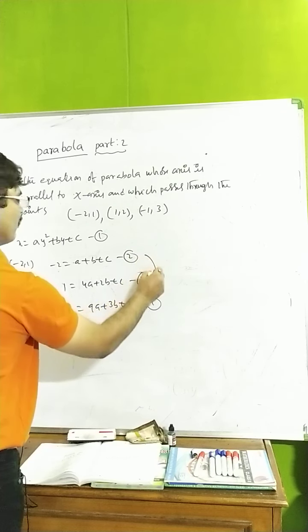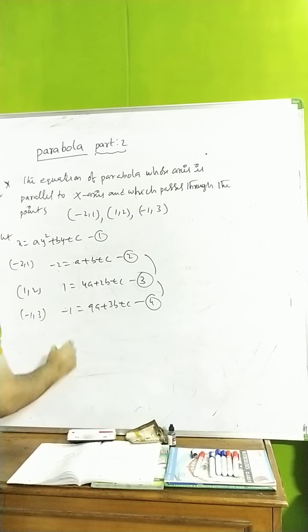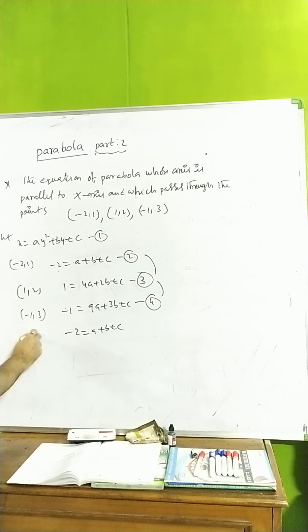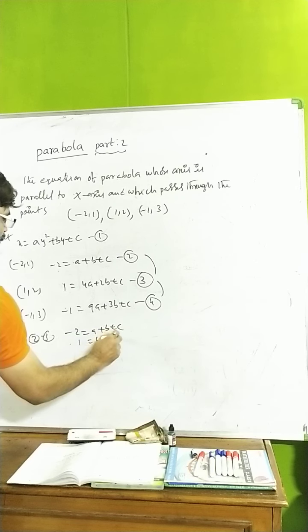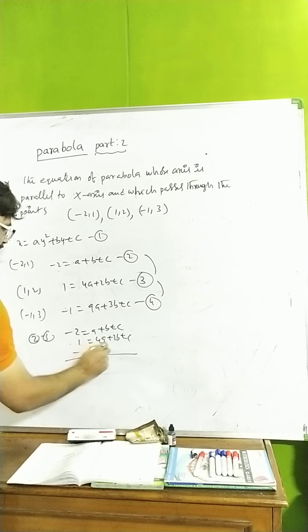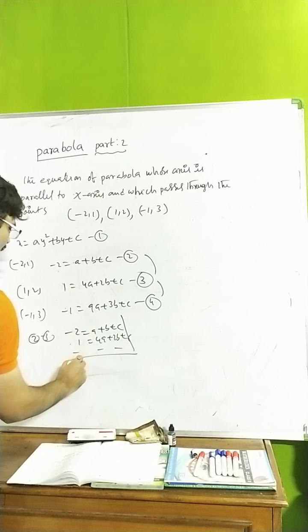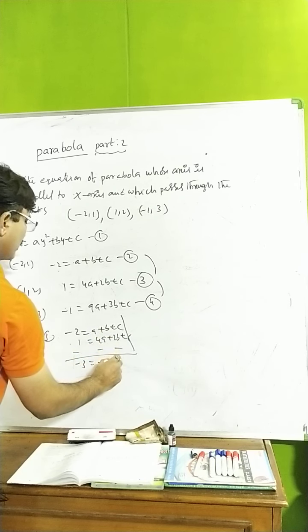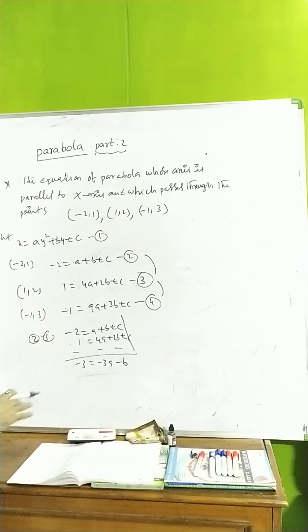Do one thing, subtract, avoid c, it is better. Here minus 2 is equal to a plus b plus c, and I am subtracting from 2 minus 3. Here 1 is equal to 4a plus 2b plus c. I am trying to avoid c, it is gone. What will we get here? 3 is equal to minus 3a, and minus b you are getting. Need not worry, we got it.